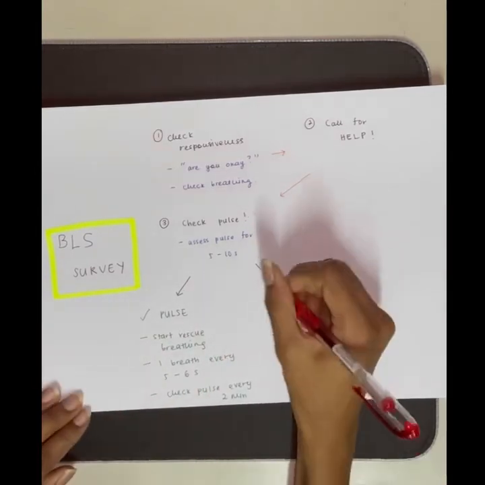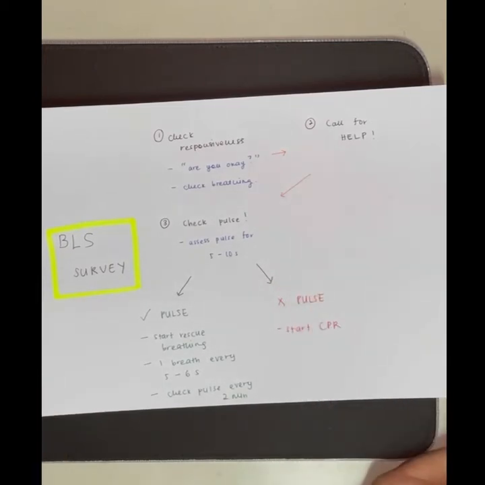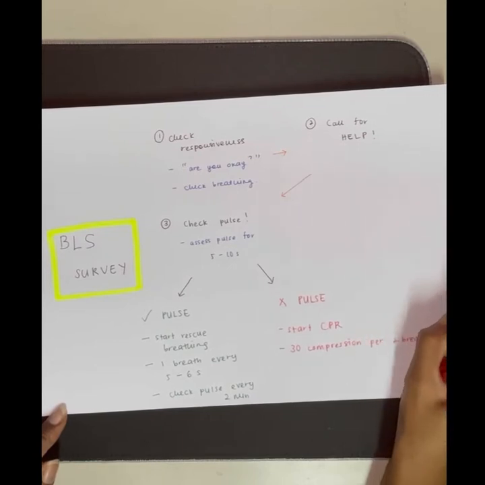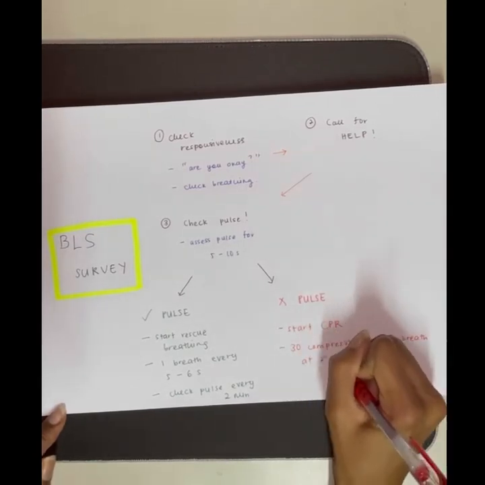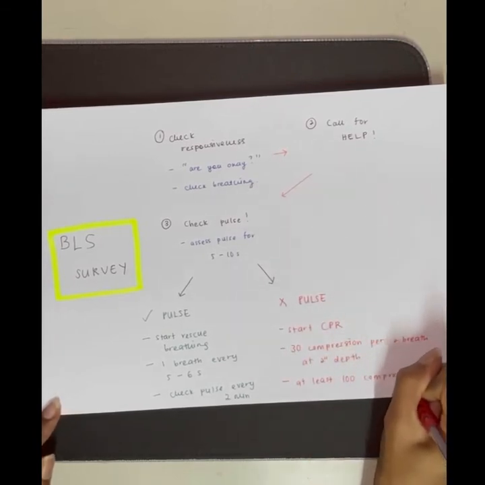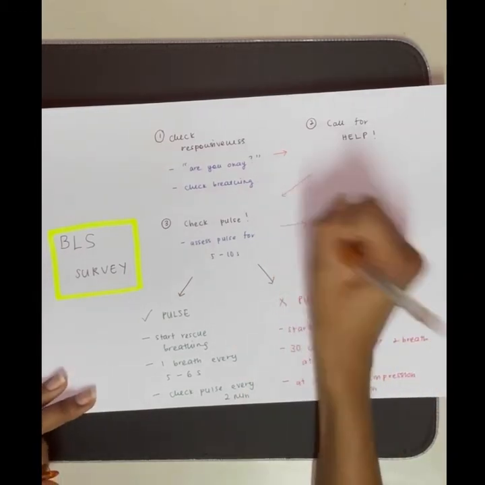In case where there's no pulse, start CPR by doing 30 compressions per 2 breaths at a depth of 2 inches. At least 100 compressions should be done per minute. The final step would be to do defibrillation.